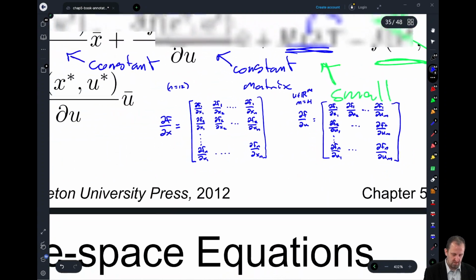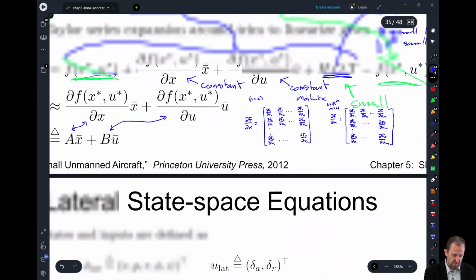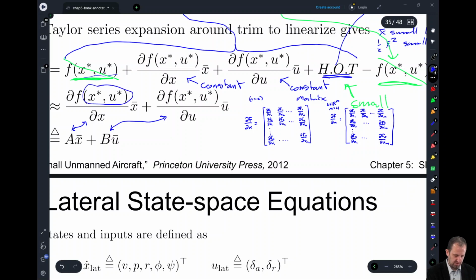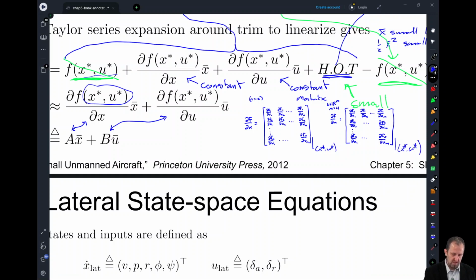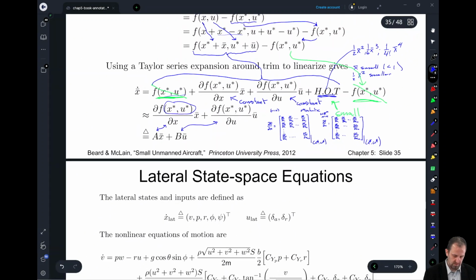Okay, and we're going to evaluate these at our equilibrium, right? So they end up being constant matrices. So we'll evaluate all of these partial derivatives at x star, u star. Okay, so that's where these functions come into play. Excellent.